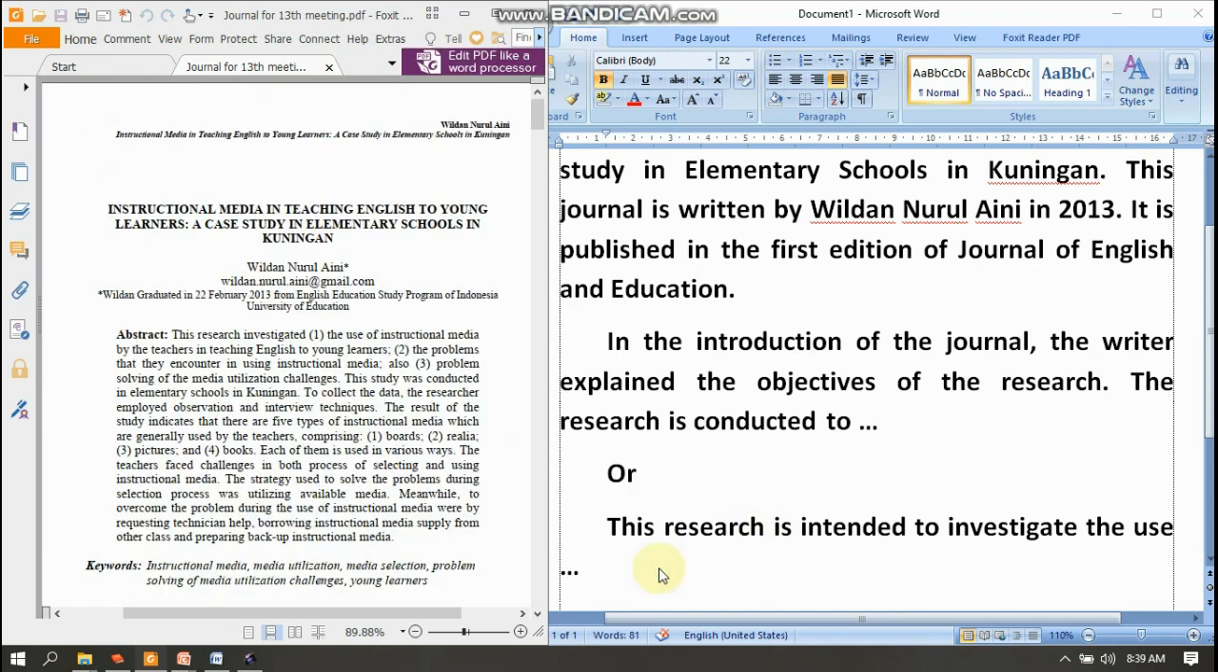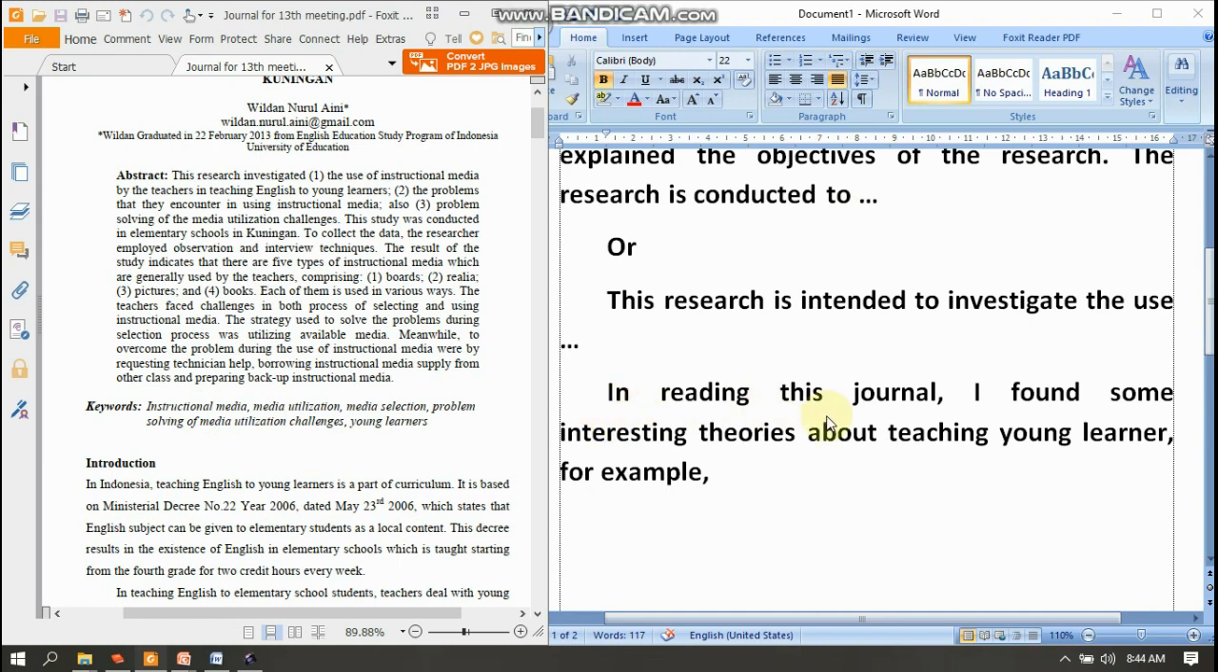So, let's move on to your own conclusion as the reader. Remember? Conclusion as the reader, not conclusion of the journal. What I mean is, you need to sum up your own understanding about this journal or this title. Let's see the example. In reading this journal, I found some interesting theories about teaching young learners, for example. Then you explain what you understand, or you explain the interesting theories.